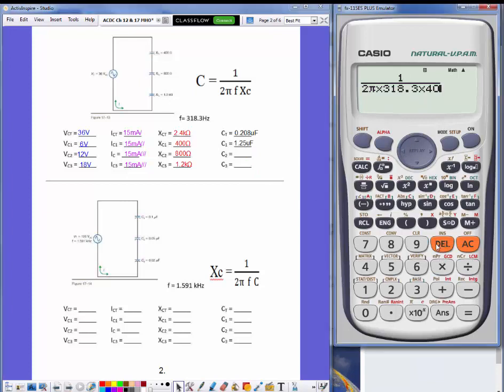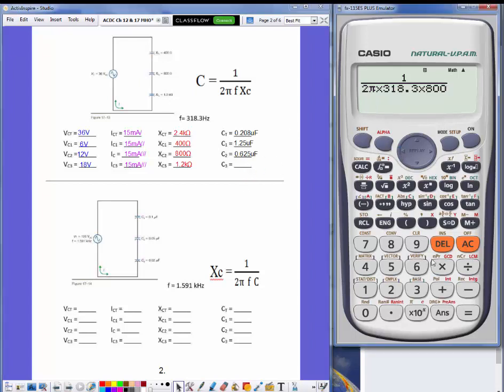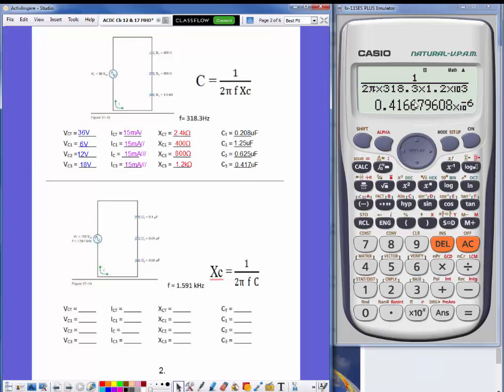On the next one, you scroll up, 800. Engineering gives you, okay, this one you have to hit shift engineering to get it in micro, 0.625 microfarads. And then finally you scroll up here, change this one to 1.2 k ohms, giving you a value of shift engineering 0.14, and we're going to round up the 6 to a 7, 0.417 microfarads.